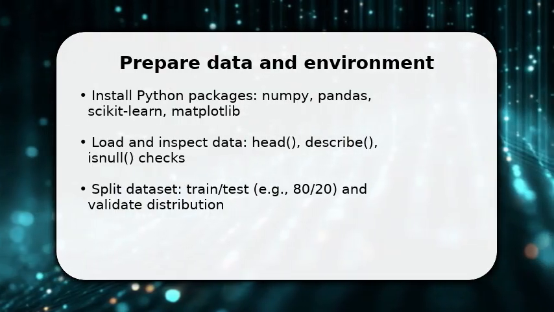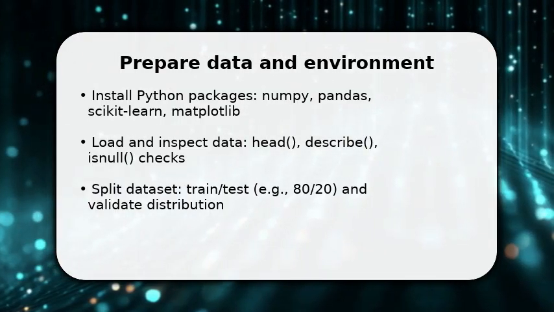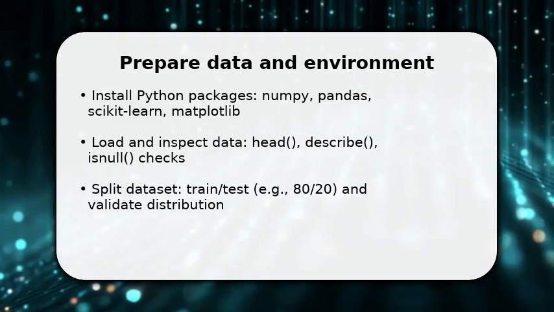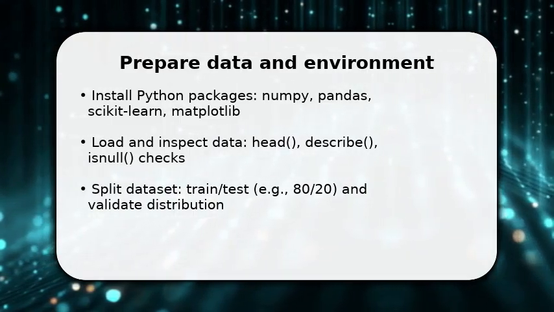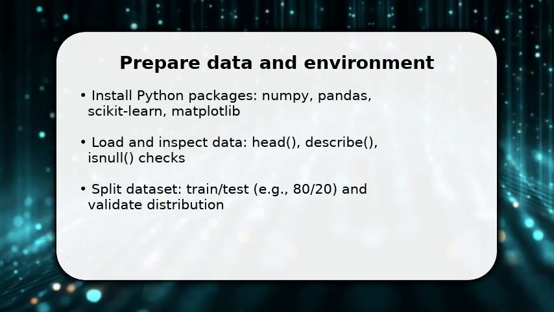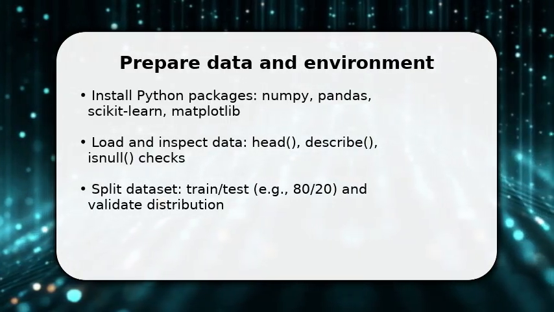Next, split the data into train and test sets, commonly 80/20, while preserving class balance. Make sure to save a random state so results are reproducible and you can iterate confidently.